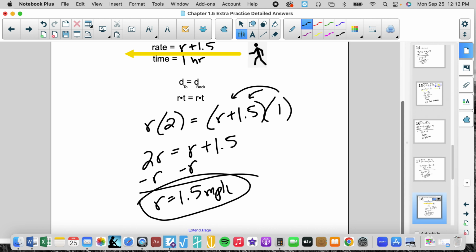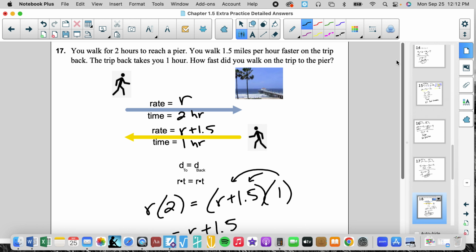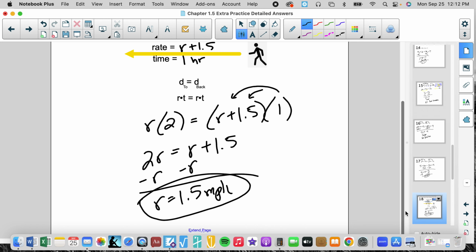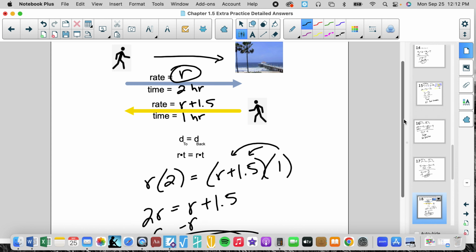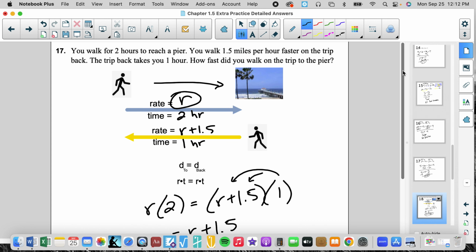Does that answer the question? Let's see what the question is. How fast did you walk on the trip to the pier? So this is the 2, this one's the to pier. My rate of speed is r. I solve for r, and r is 1.5 miles per hour. So I walked 1.5 miles per hour there. How fast did I walk back? 3. Very good. 1.5 plus 1.5. This is my rate of speed on the way home. If r is 1.5, I'm going to add it to 1.5 and get 3 miles per hour on the way home.